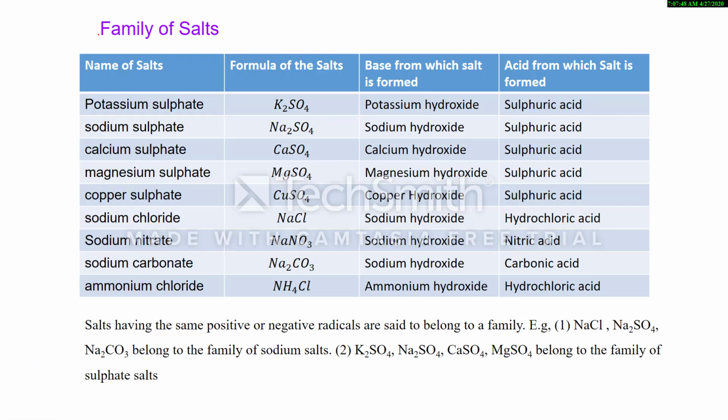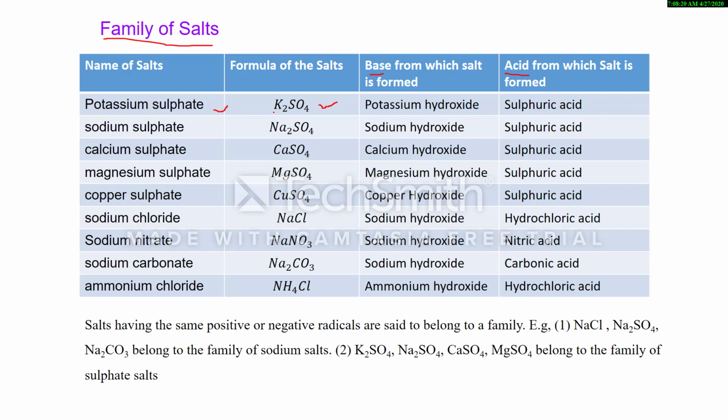now next, family of salts. In this table, in the first column I have written the names of salts, and you can try yourself and write the formulas of these salts. Clear? Then we'll find out which base and which acid is used to prepare each salt. Like this is potassium sulfate. The formula is K2SO4. How can we find out which base and which acid is used?